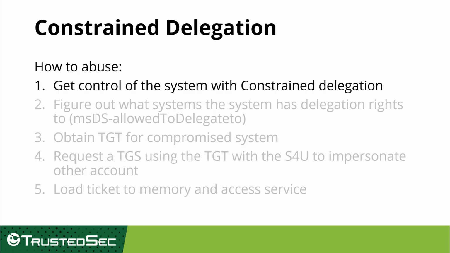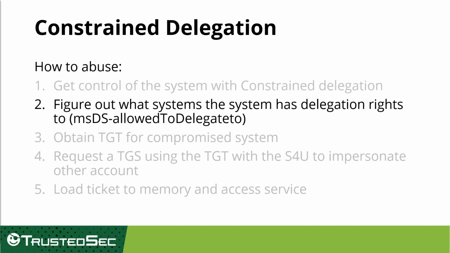So how do we abuse constrained delegation? It's pretty much the same process. You need to get control of the system with constrained delegation first, and then you need to figure out the systems that the system you compromised has delegation rights to. One way of doing that is looking at the msDS-AllowedToDelegateTo attribute, because that will show exactly what sort of services and servers you are able to delegate to.